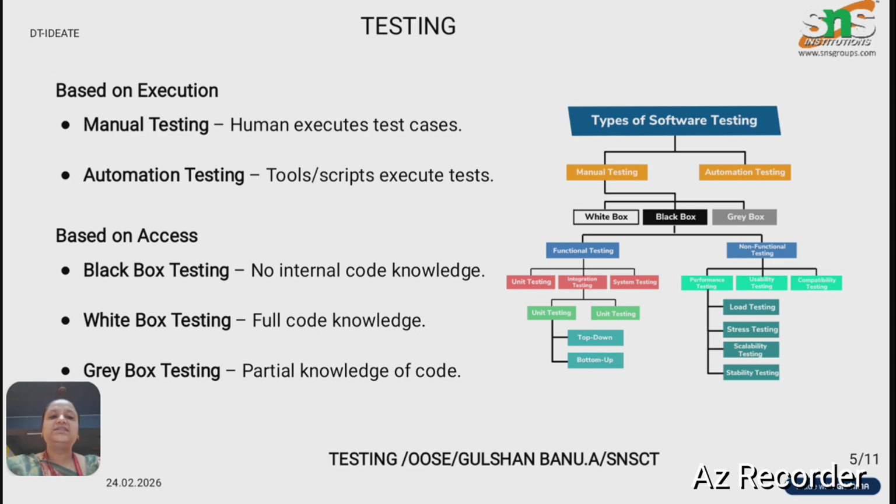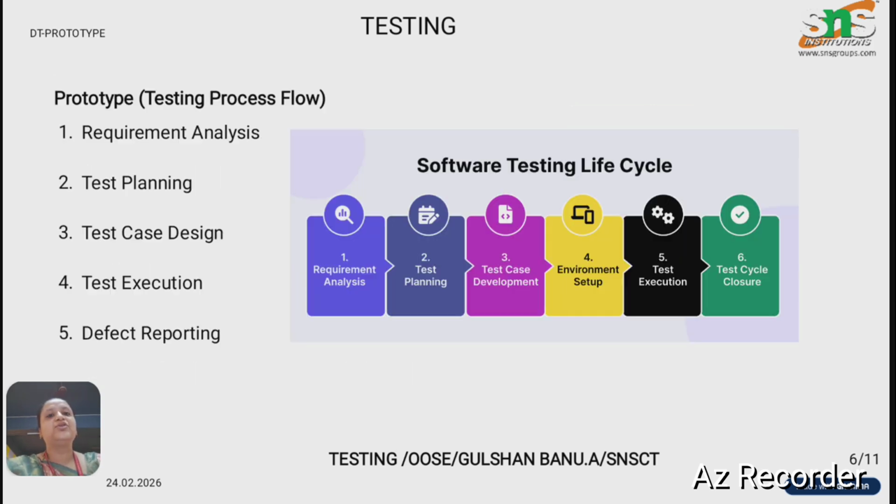Black box testing is when you don't have any knowledge of the internal code, so it is called black box testing. You don't know what the actual process going on is. White box testing is when you know the full code or knowledge of a process. Gray box testing is when you have knowledge of the code, but you are quite uncertain of what process is going on.